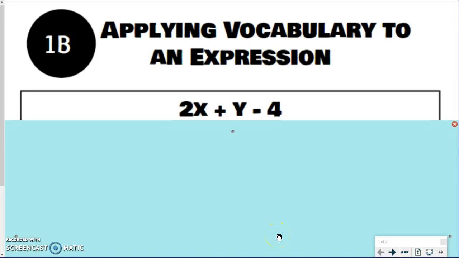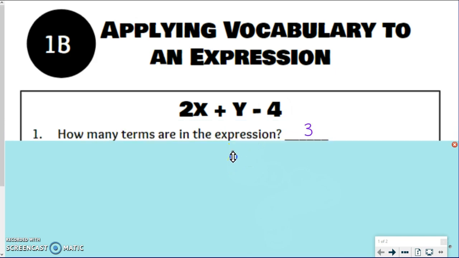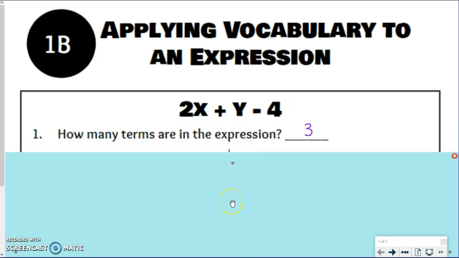All right, nice job making it through 1A. Let's move on to 1B. So we've got an algebraic expression here that we're going to talk about, and we're going to apply some of that vocabulary and operation words that we've already looked at in 1A to 1B, where we look at it a little more closely. So this first question says, how many terms are in the expression?